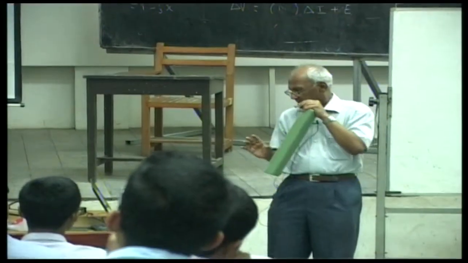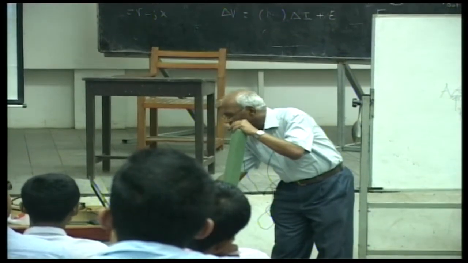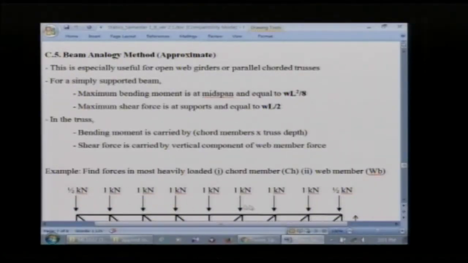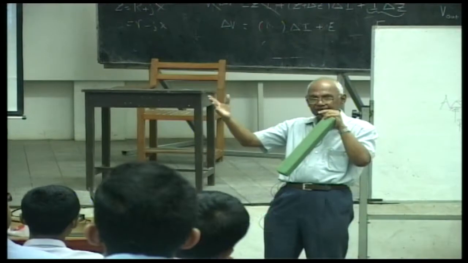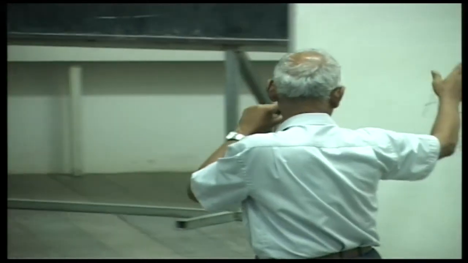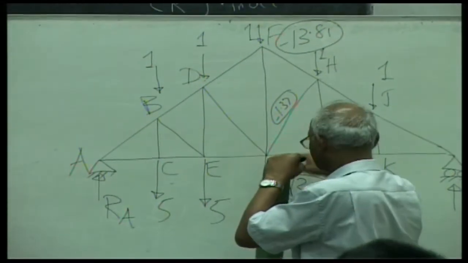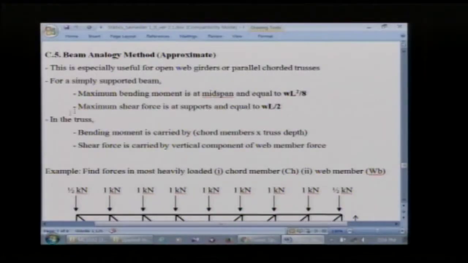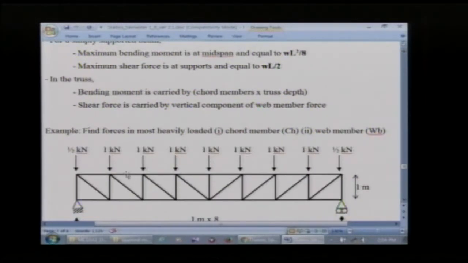Now, if we are able to convert this loading and pretend that it is a uniformly distributed load, and for many of these structures, the load does not change from one point of the truss to another. You can see even in this one, this is 1, 1, 1. Here, of course, it was a bit different, but that's maybe because we had to give you a problem to solve. Normally these are generally uniformly loaded like this, and if they are uniformly loaded, then we can treat this as a beam.